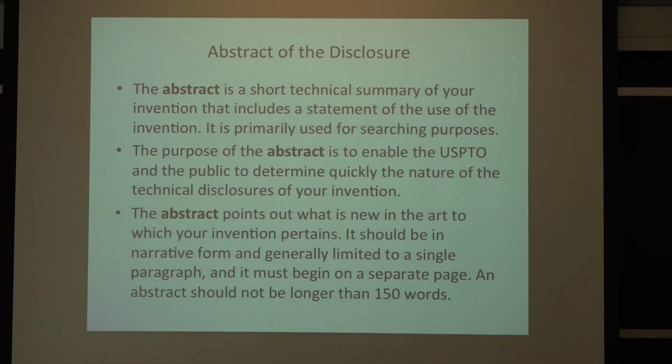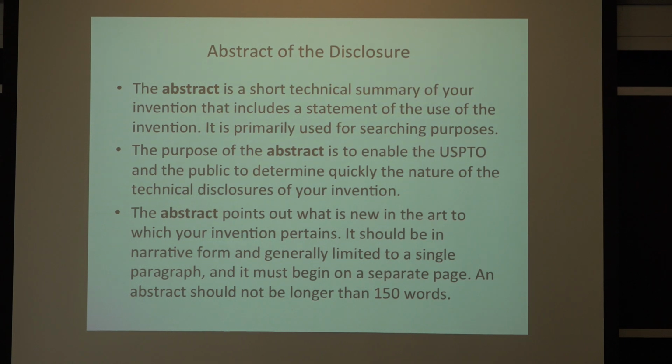So, all right, other than a claim section, you need an abstract. Abstract is really pretty simple. It's a short technical summary of your invention that includes a statement of the use of the invention. It is primarily used for searching purposes. So the abstract is important because it goes into the database at the USPTO and it becomes part of the prior art. So when anybody does research trying to determine whether or not their invention creates daylight between the prior art and it, this is the information that's contained in the USPTO database that would come up in the search. So the abstract is very important.